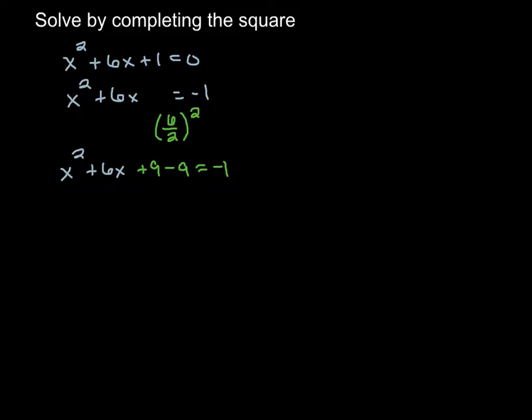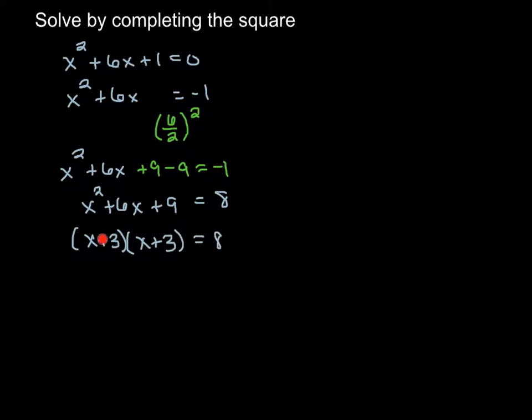Okay, now I'm going to get rid of this negative 9 right here. So now we have x squared plus 6x plus 9 equals, I'm going to add 9 to both sides, we get 8. Now how did that help us? That helped us by making this extremely factorable. Now we need factors of 9 that add up to 6. Well, factors of 9 are 9 and 1. That doesn't add up to 6. Well, 3 and 3 do. So we got x plus 3 times x plus 3 equals 8.